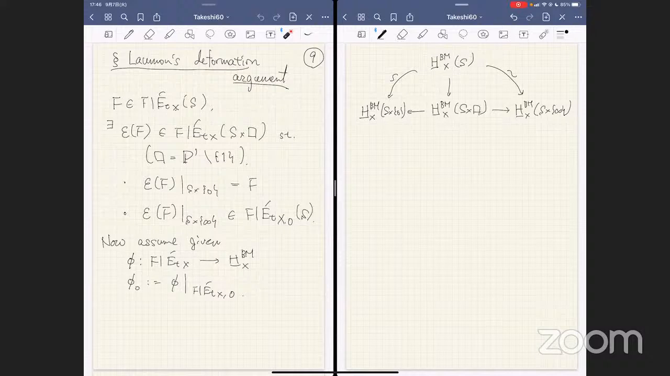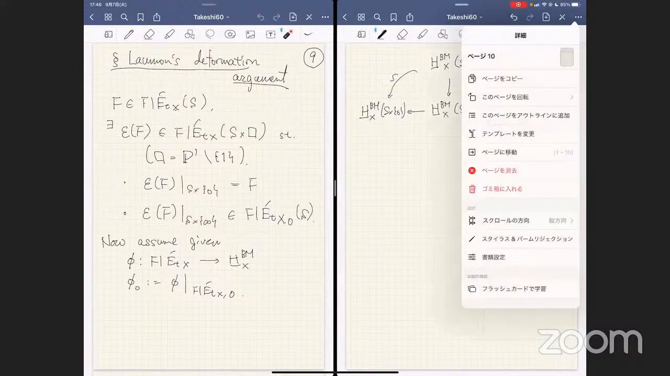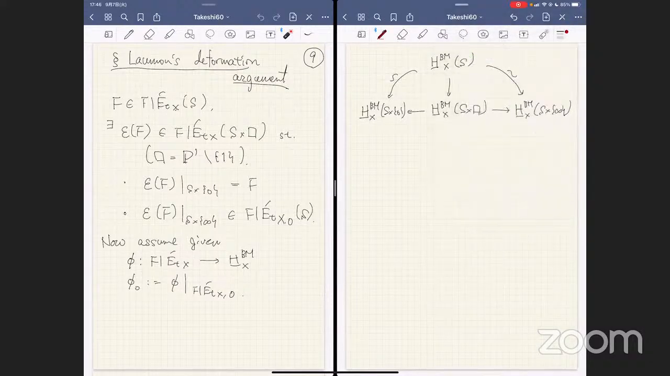To simplify the argument, I just consider it one categorically. Yeah, you have to upgrade this to infinity categorical language, but I think that's too much for today. So I have here phi of EF, right? And if I restrict it to zero, that's going to be phi of F. If I restrict it to the infinity, this is phi of EF restricted to S cross infinity. And this is nothing but phi naught of F of the same object.